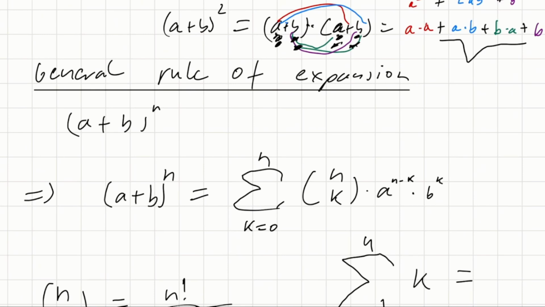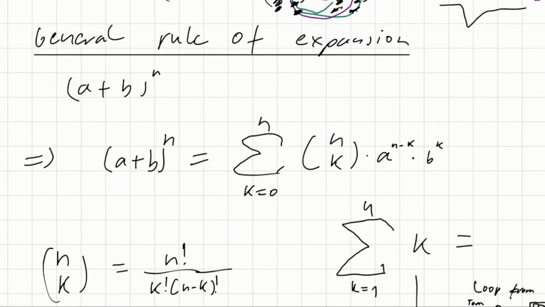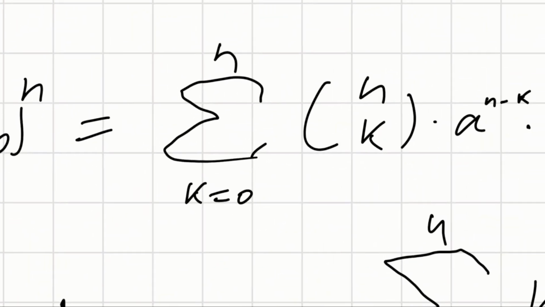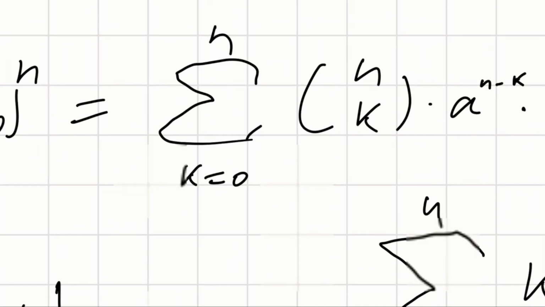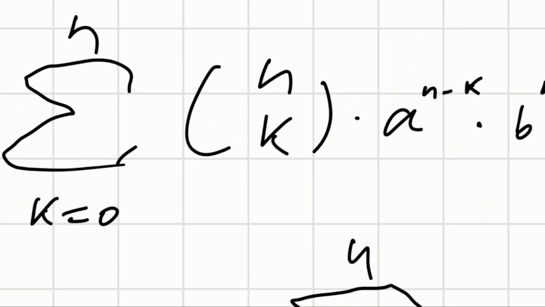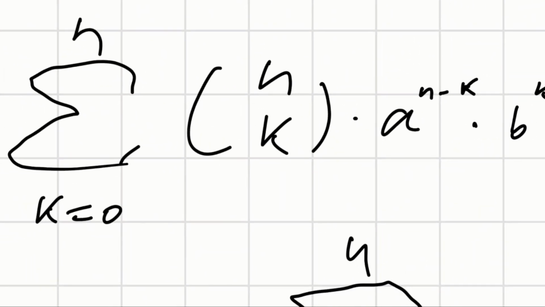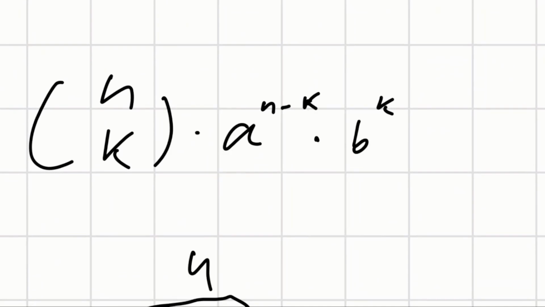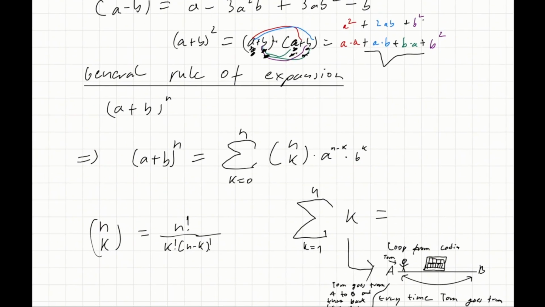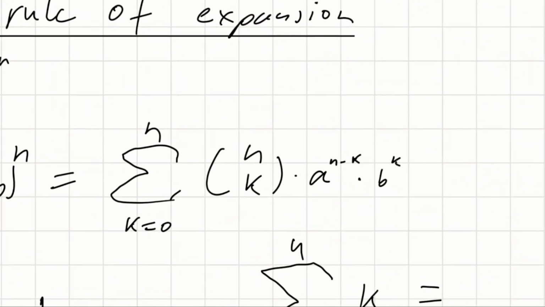So, let's get back to this example. General rule for the expansion of a plus b to the n. Okay? So, a plus b to the n. The binomial form for any exponent n is nothing else than the sum sign with n on the top and k equals 0. As I said, we are going to talk about what this means. n over k, the binomial coefficient, times a to the n minus k times b to the k. Okay? So, let's try to understand what is happening here.